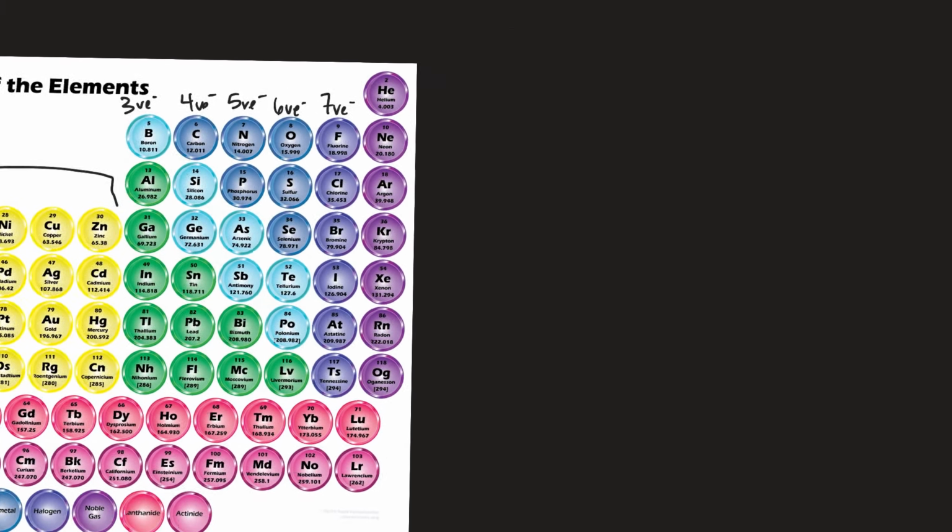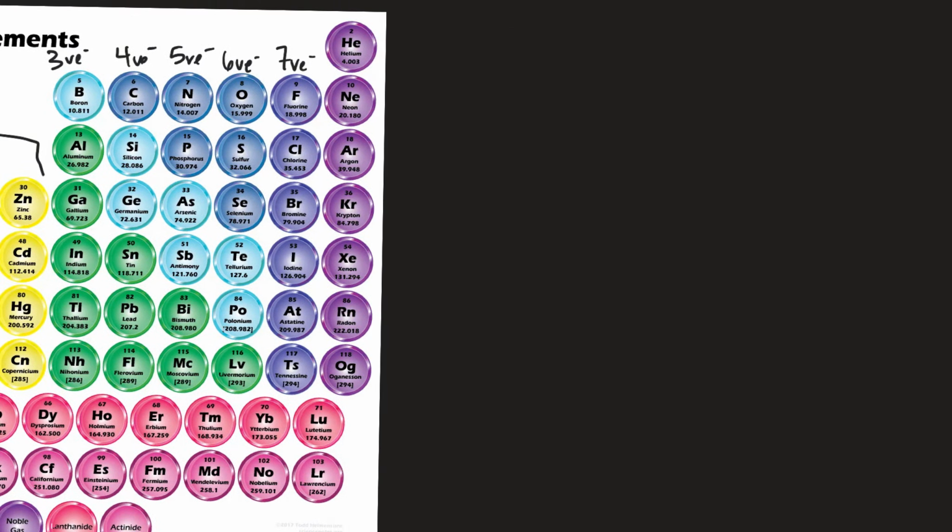And then going to this side, just be careful: from neon down, they have 8 valence electrons. Helium has 2. That's the exception to this rule here. You just got to really be careful. Helium only has 2 electrons.